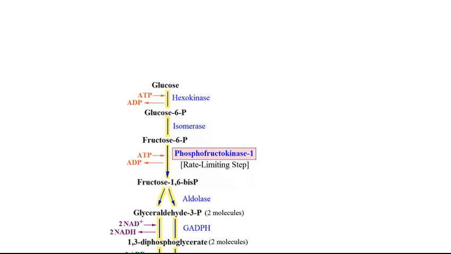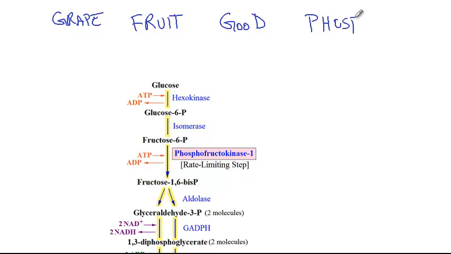Now, in order to remember all these different intermediates that we're going through, I have my own memory aid that I use. If you also created your own memory aid that you feel comfortable with, then by all means you can go ahead and use that one. But the one that I like to use myself is: grapefruit has a good amount of phosphate.